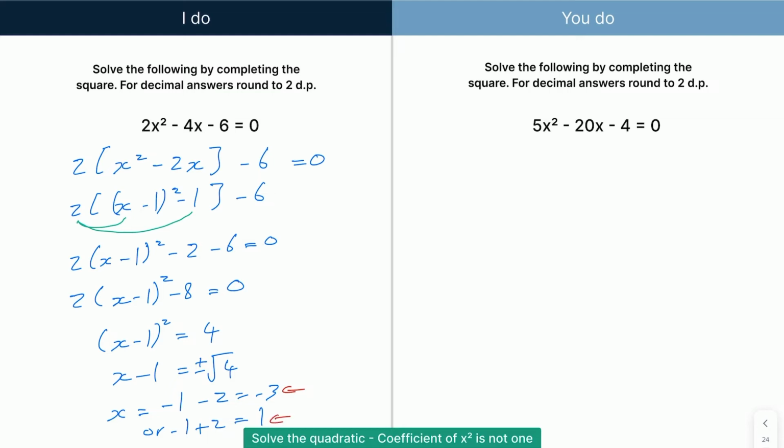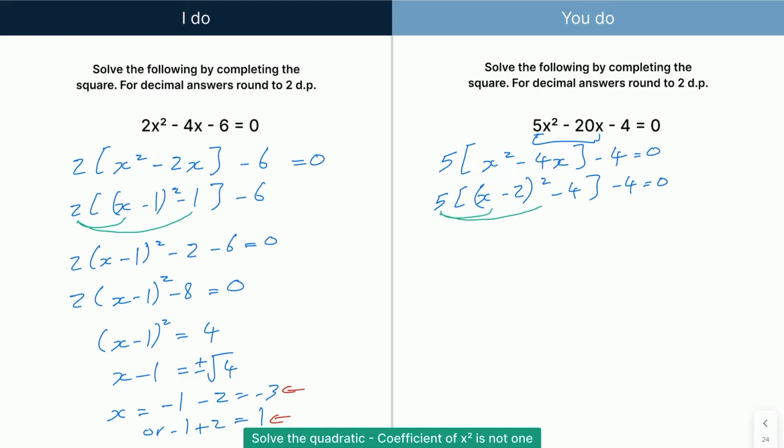So again, hopefully you've pressed pause and had a go. So similar to before, there's a 5 in front of the x squared. So we want to get rid of that. So we can factorize just this bit here. And that means we have 5 square brackets. We have x squared minus 4x minus 4. Now we are going to complete the square on the bit inside. So that's 5 bracket x minus 2 all squared minus 4. And now we are going to expand the brackets out. So that's going to be 5 times that, and then 5 times that.